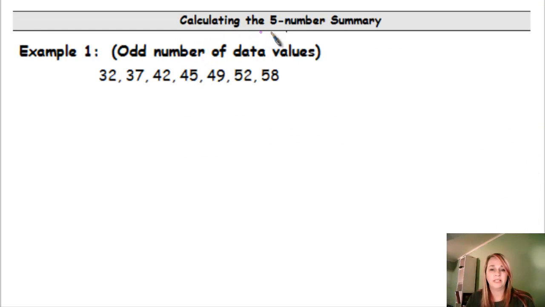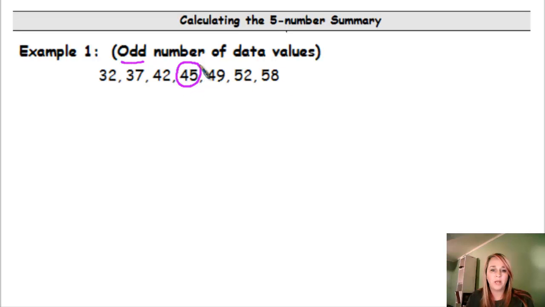Let's talk about calculating the 5-number summary for an odd number of data values. I already have them listed from lowest to highest. If your data values are not listed that way, you need to start out by listing them from lowest to highest. Here we have 1, 2, 3, 4, 5, 6, 7 of them.